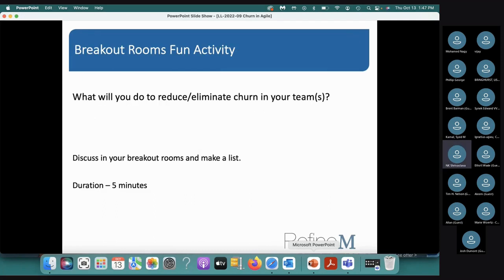Okay, let's move on. So this was another breakout room activity which I wanted to do, but because the breakout room is not working, let's spend maybe 2-3 minutes on this, or at the most 5. So after hearing all this, if you face this churn kind of thing in your team, what will you do? What will you do to reduce or eliminate churn?